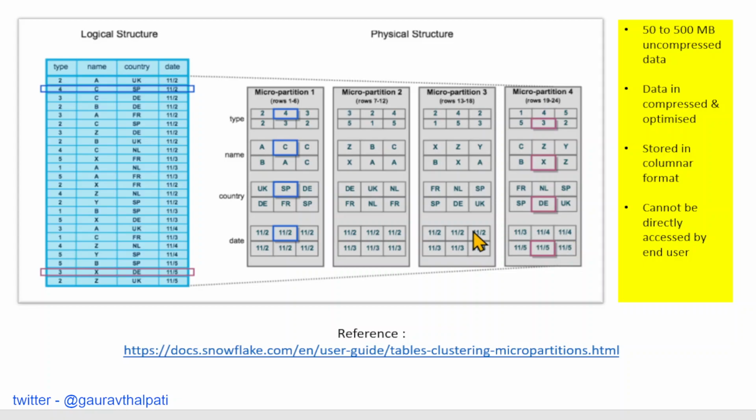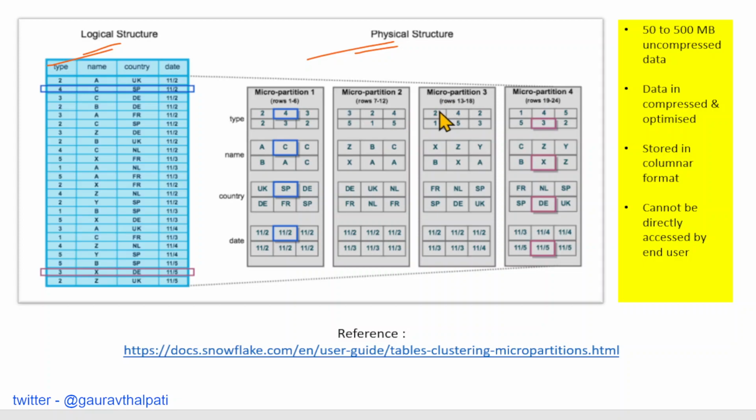On the left hand side, this is a table. This is a table which has around 24 rows. And here it is shown how it is actually physically stored in Snowflake. This is how it is stored in Snowflake. Let's look at the first micro partition. Micro partition 1. If you see, this whole table is divided into 4 micro partitions, and again this is just for example.